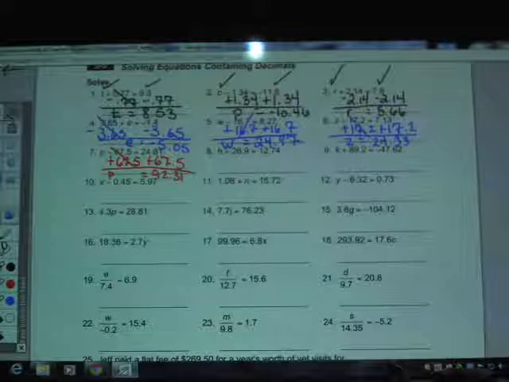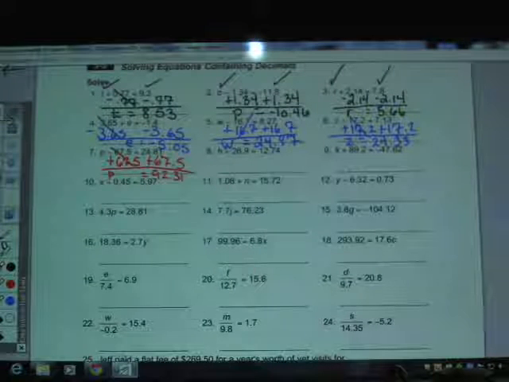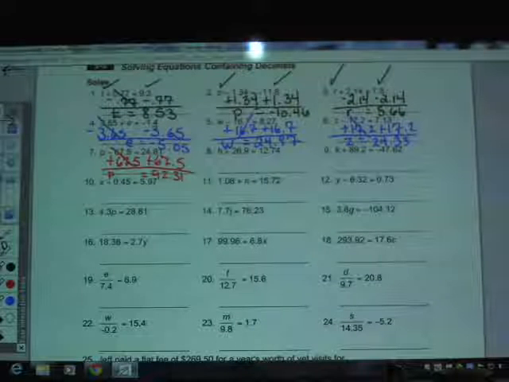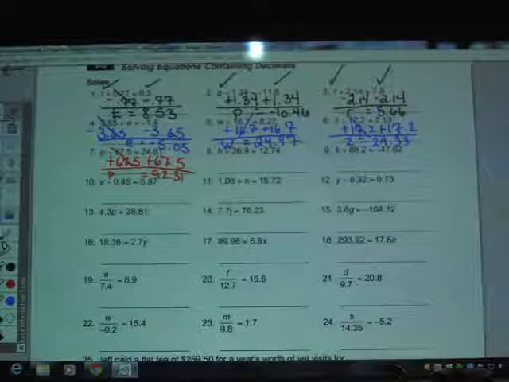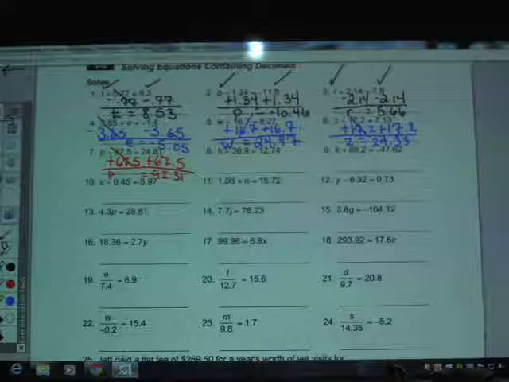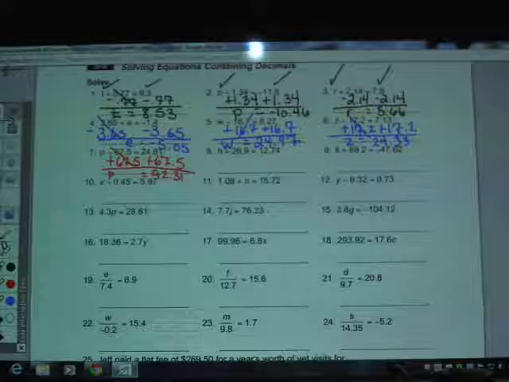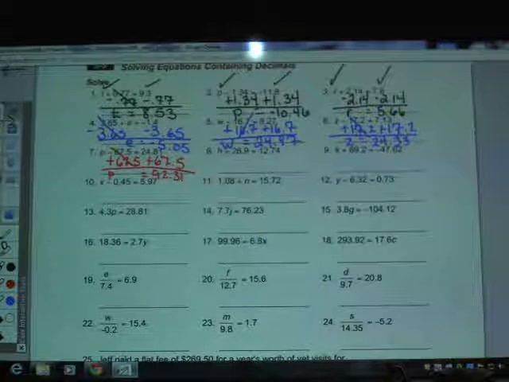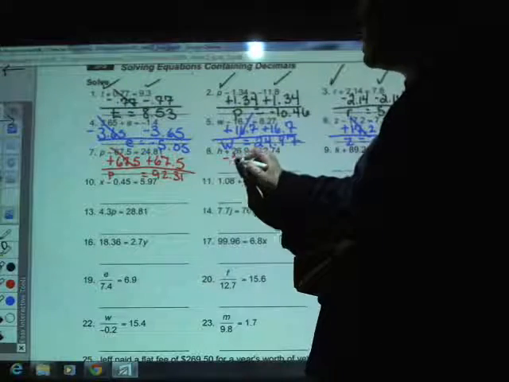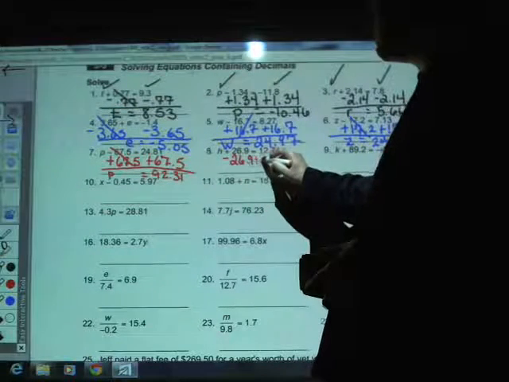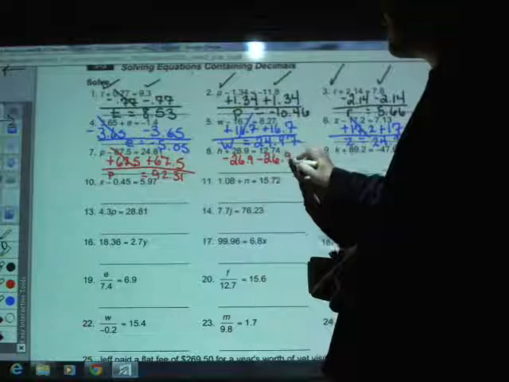All right, number 8. H plus 26.9 equals 12.74. So again, keep that variable on the left. So H on the left is a good thing. Numbers on the right. 12.74 on the right is a good thing. 26.9 being a number on the left, bad thing. Numbers are supposed to be on the right. So remember, when I want to move it to the opposite side, I do the opposite. So since that has an addition sign in front of it, the opposite is going to be to subtract. So I'm going to subtract 26.9 from both sides.